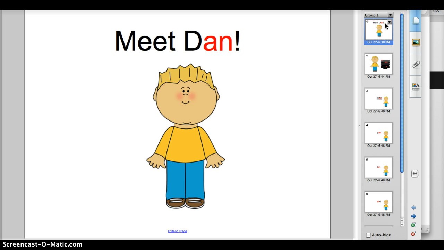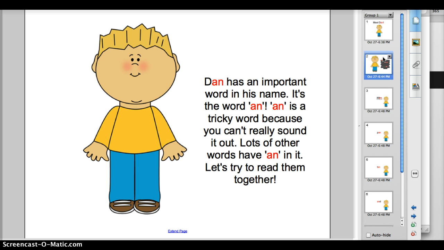Now, to introduce the word "an," I used a character and his name is Dan, and Dan has the word "an" in it. So, let's read. It says Dan has an important word in his name, and it's the word "an." "An" is a tricky word because you can't really sound it out. Lots of other words have "an" in them. Let's try to read them together. So, we practiced saying just the word "an," and now students know that A and N together make "an."